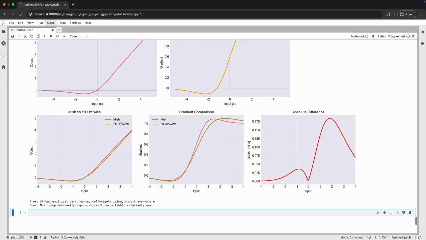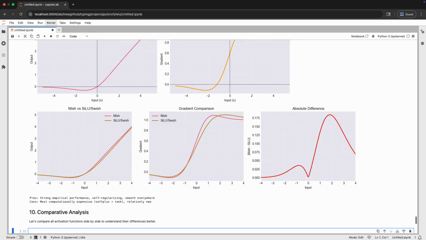The absolute difference plot shows they diverge most around -1 to -3. Mish's computational cost is higher due to the softplus and tanh operations, but it has shown excellent results in object detection models like YOLOv4.